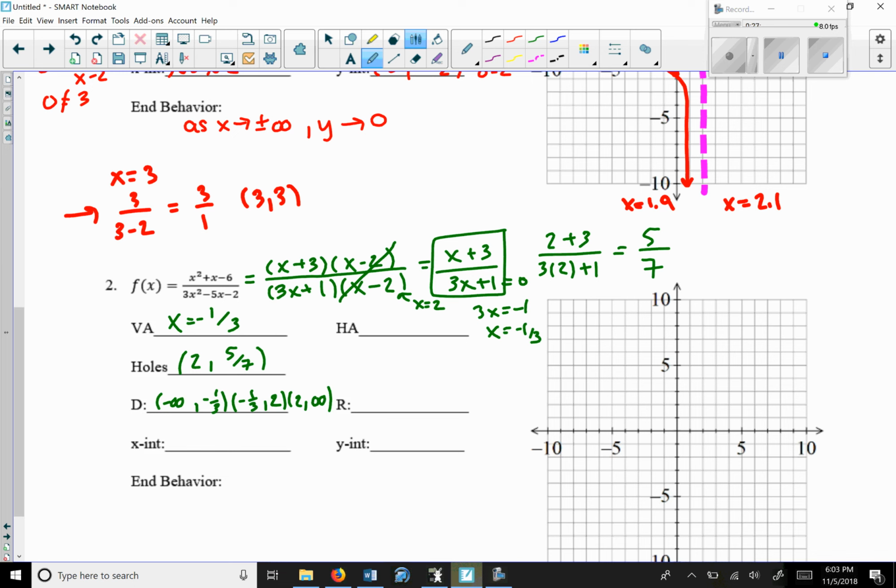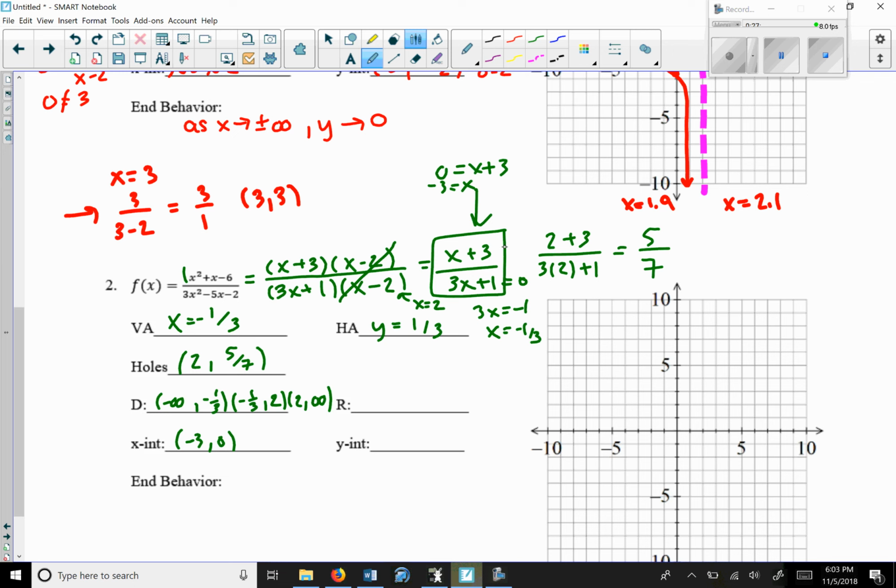My degree of my numerator is 2 over degree 2, so my leading coefficient of my numerator is 1 over 3. So I have a horizontal asymptote at 1/3. My x-intercepts are, again, zeros of the numerator that are not zeros of the denominator. So I cannot use where I have the hole, so that's not an x-intercept. But if I look at my simplified answer, if I set that numerator equal to 0 and solve, I have 0 equals x plus 3, so -3 is equal to x. That's my only x-intercept, so -3, 0.